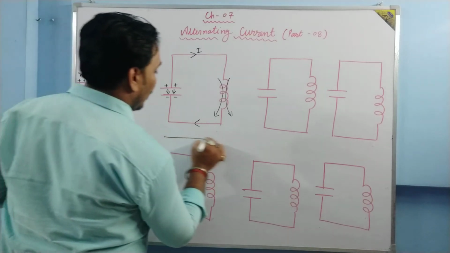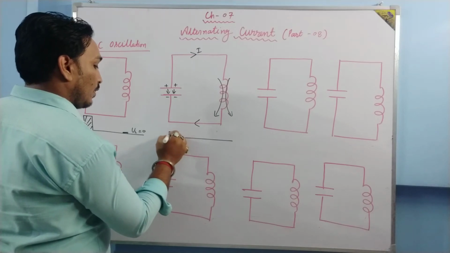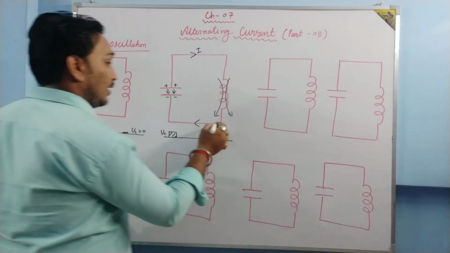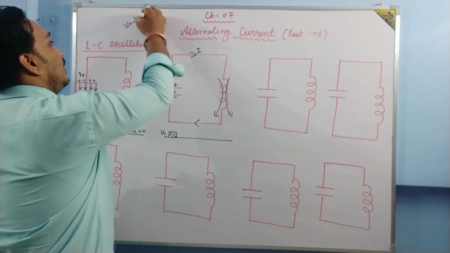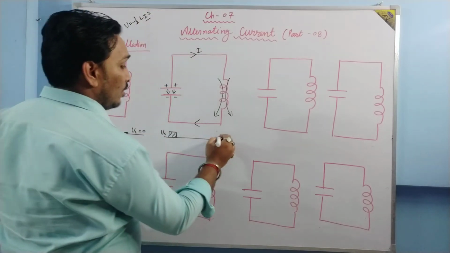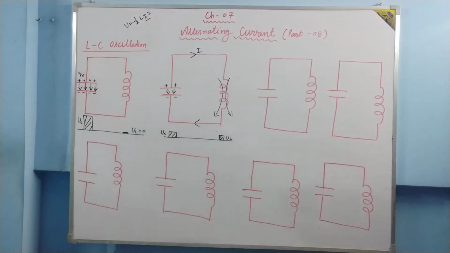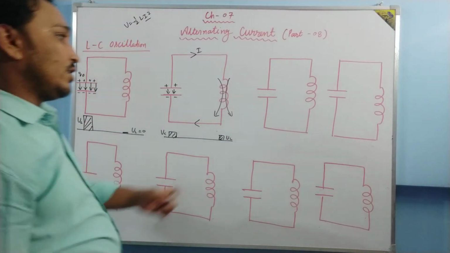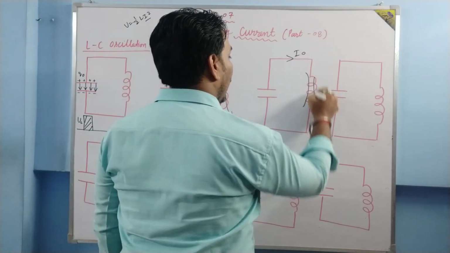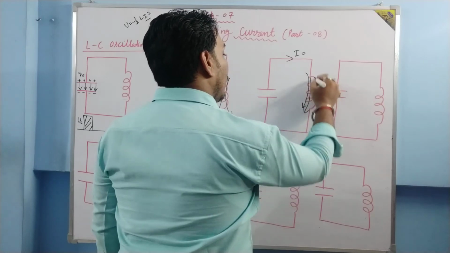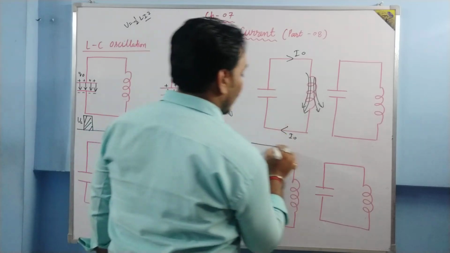If I make the energy bar again, the capacitor now has less charge, so its energy has decreased. This is your UC. Since the inductor has a current, and the formula for the energy is half Li square, it has some energy now. So this is UL. After a while, the capacitor discharges completely and the current reaches its maximum value, that is I naught. The flux reaches its maximum.